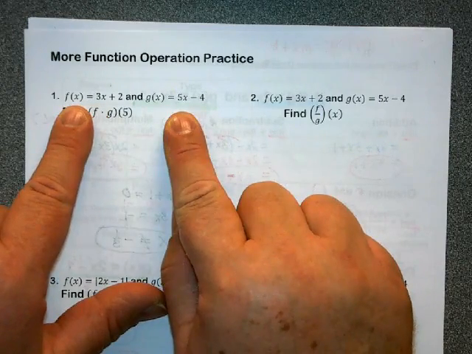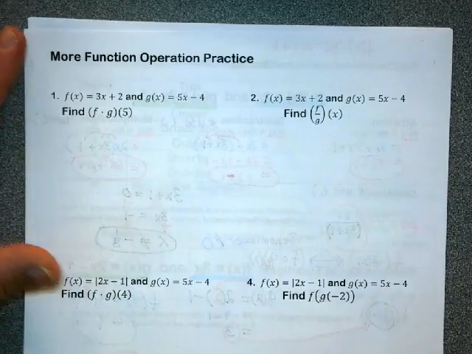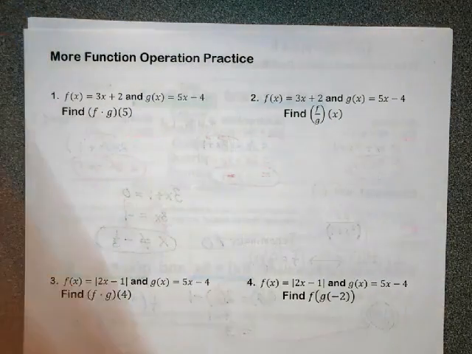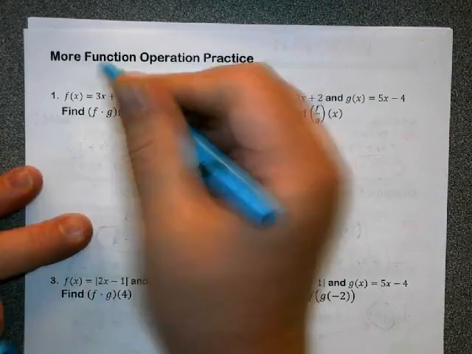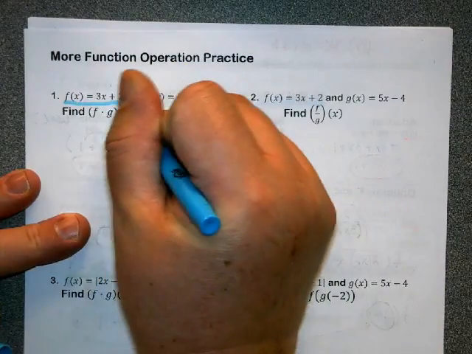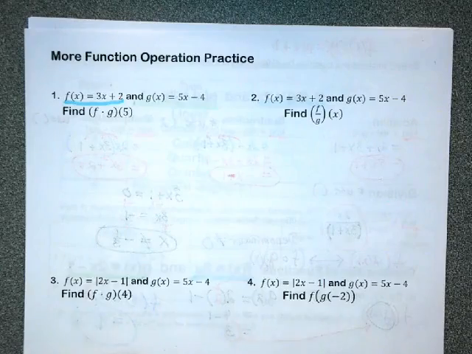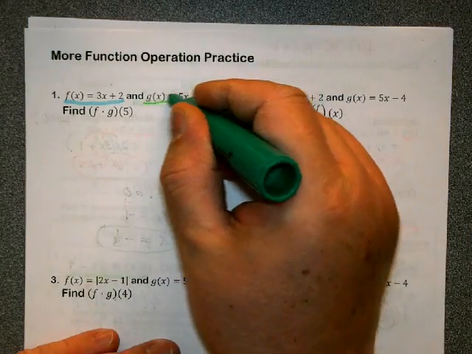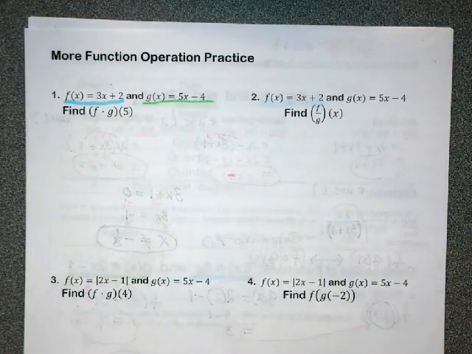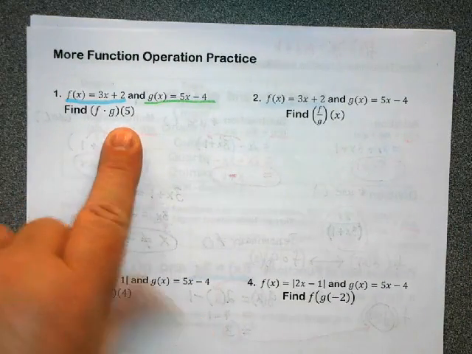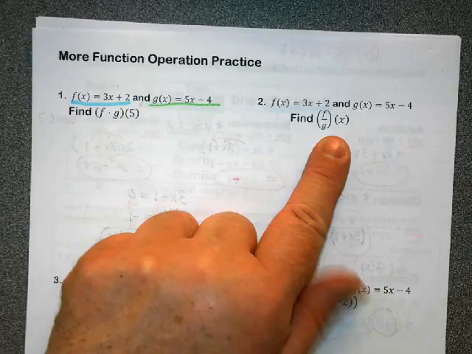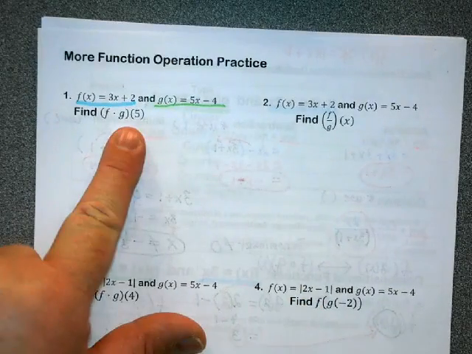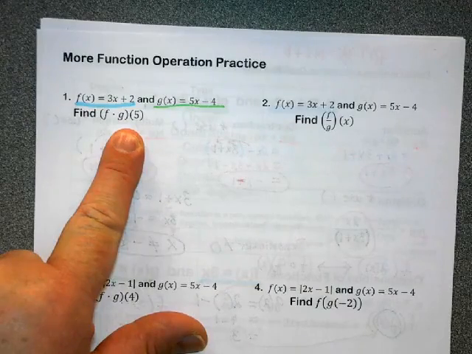A lot shorter. So again, here's my f of x function. Here's my g of x function. This time they're giving us a number, so we have to evaluate it. If they don't give us a number, just leave it in x terms. We don't have to evaluate. This one we have to evaluate. They give us a number for x. Okay, so I have the f of 5.